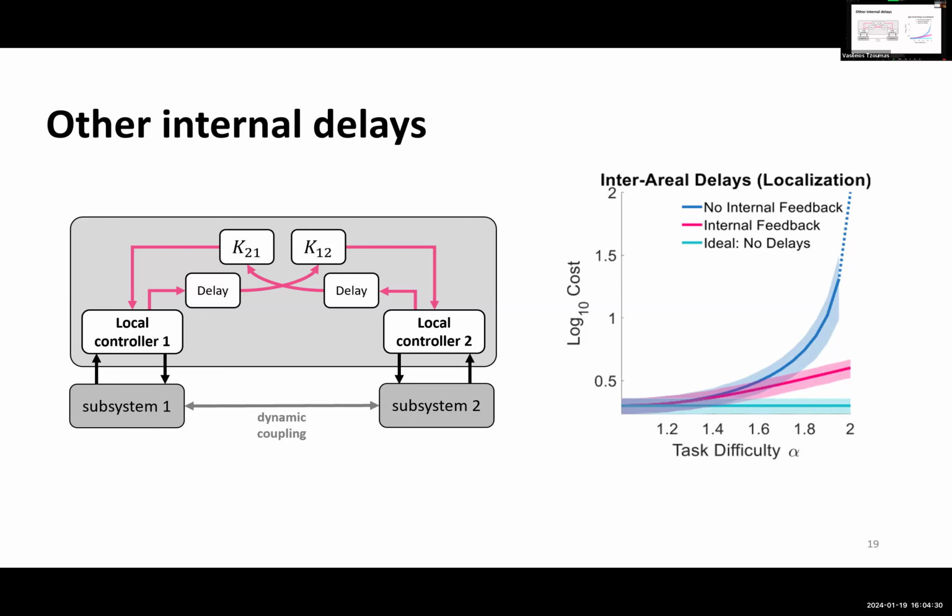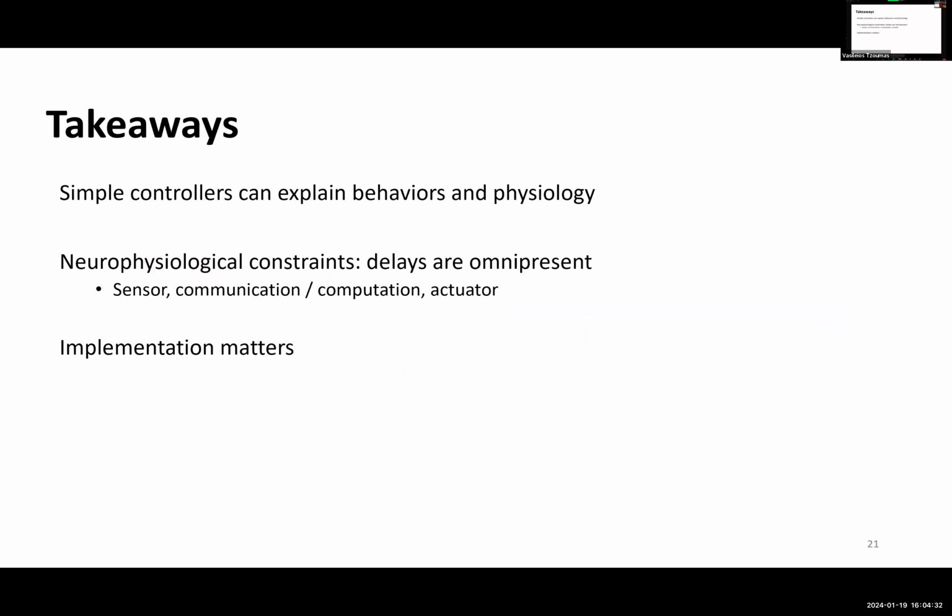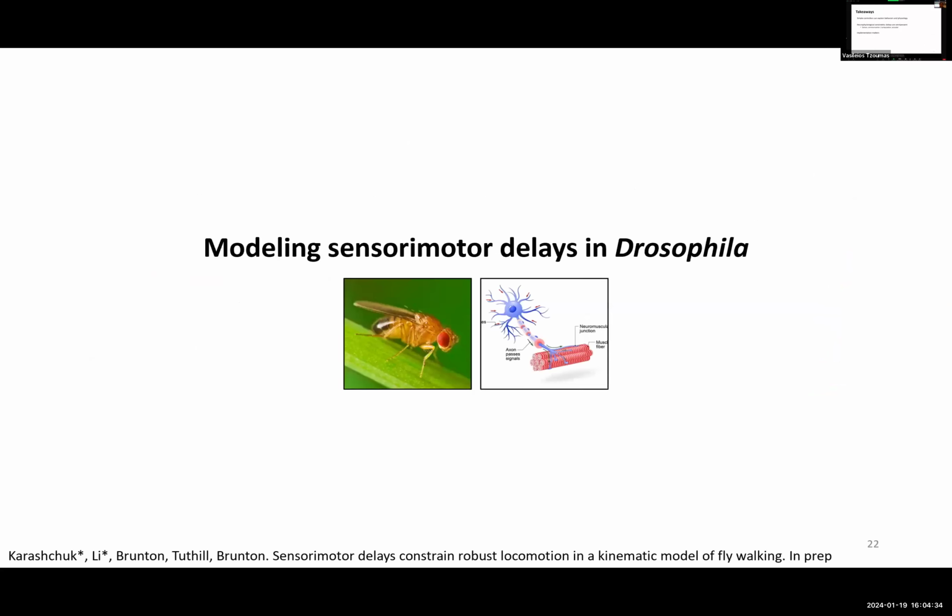Okay, and then we have time at the end for questions. So I will go on to the second part. In the second part, we are going to be comparing with an actual organism. We're going to use the LQG sensorimotor delay model that I talked about. The organism in question is Drosophila. Of course, I did not do any of the experiments relating to this. That is my collaborating labs, the Tuthill and Brunton labs at the University of Washington. Okay.